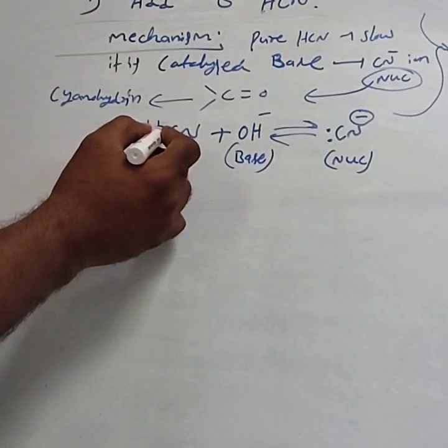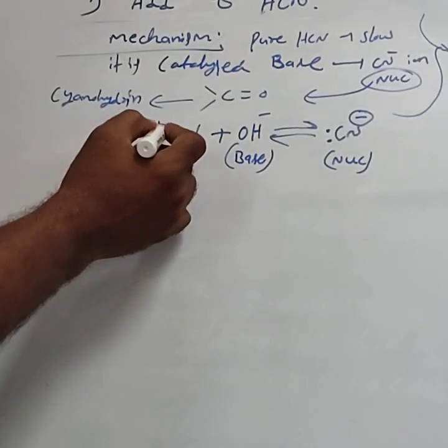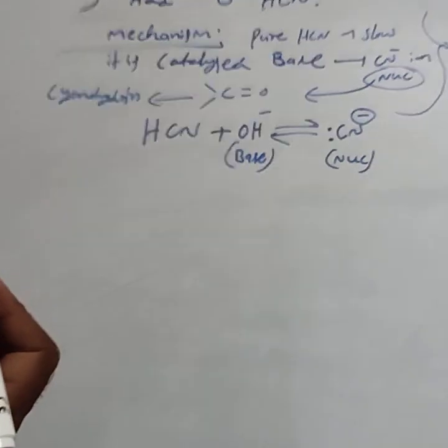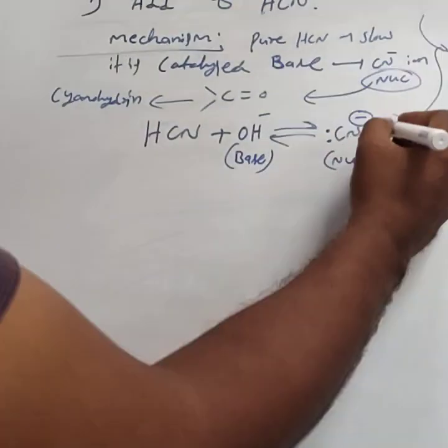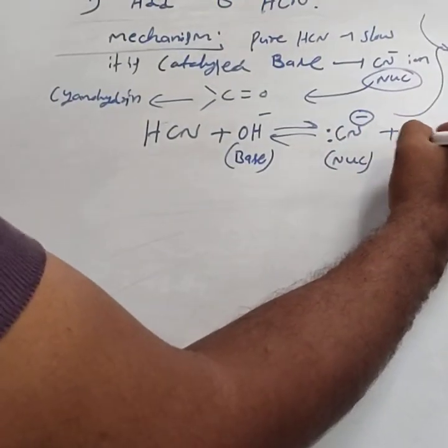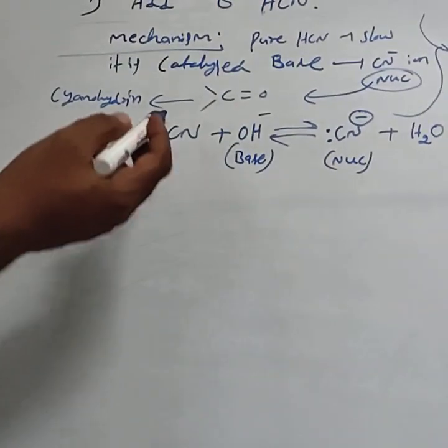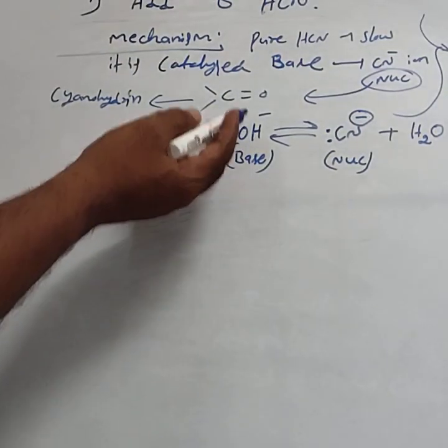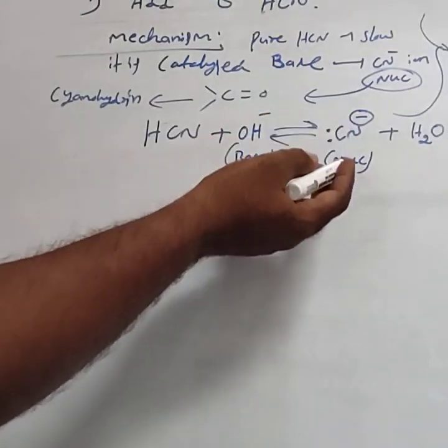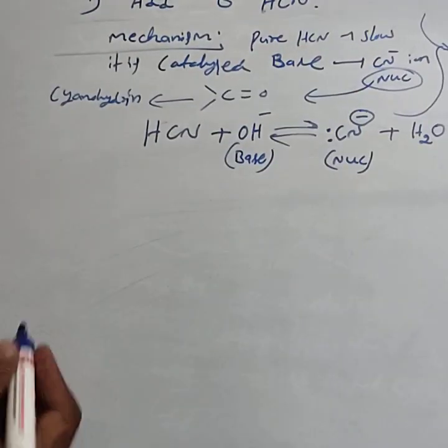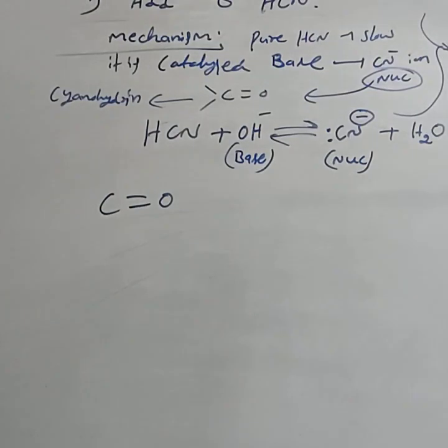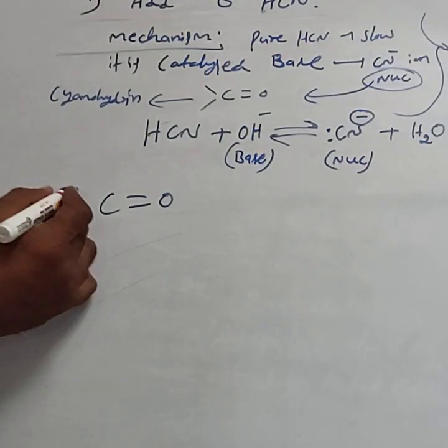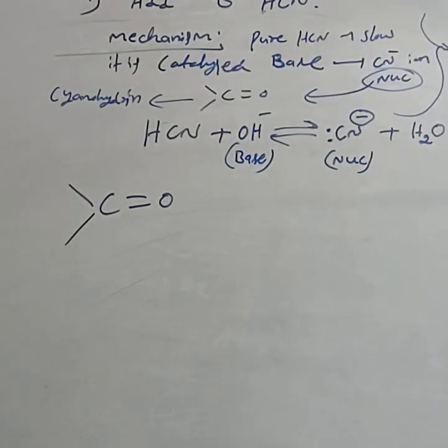The H-CN bond gets broken, and the bonded electrons move towards the cyanide. That forms the CN minus nucleophile, liberating water. This is the first step. This reaction, catalyzed by the base OH minus, forms the strong nucleophile cyanide ion. Then you take the carbonyl compound, and you write its formula.